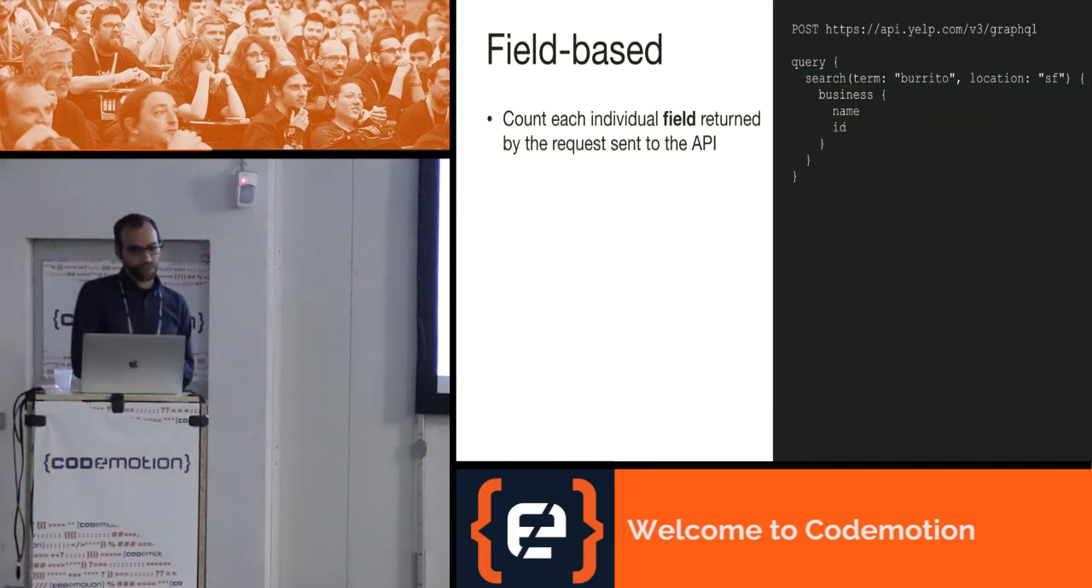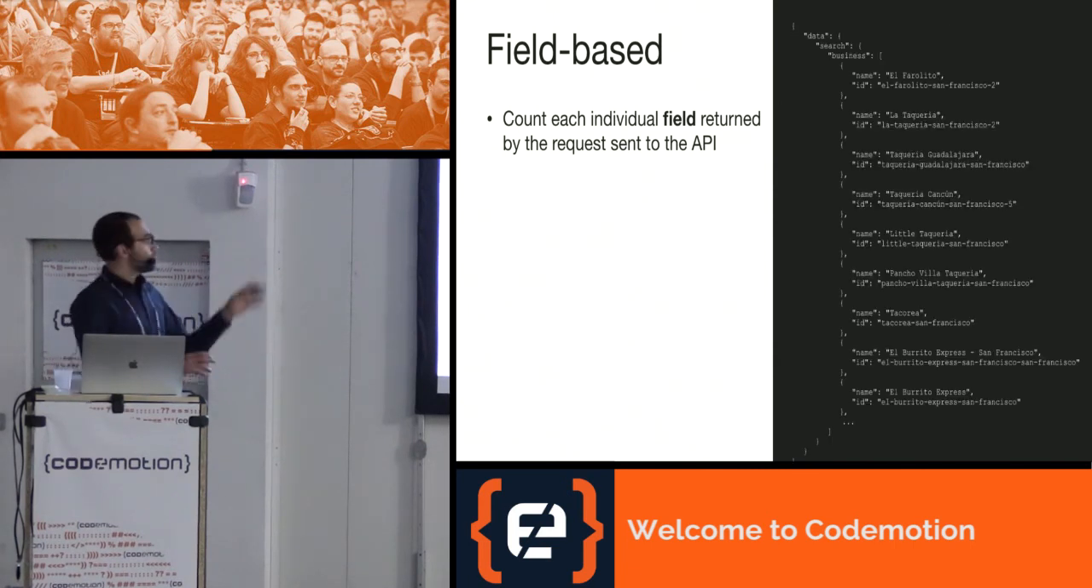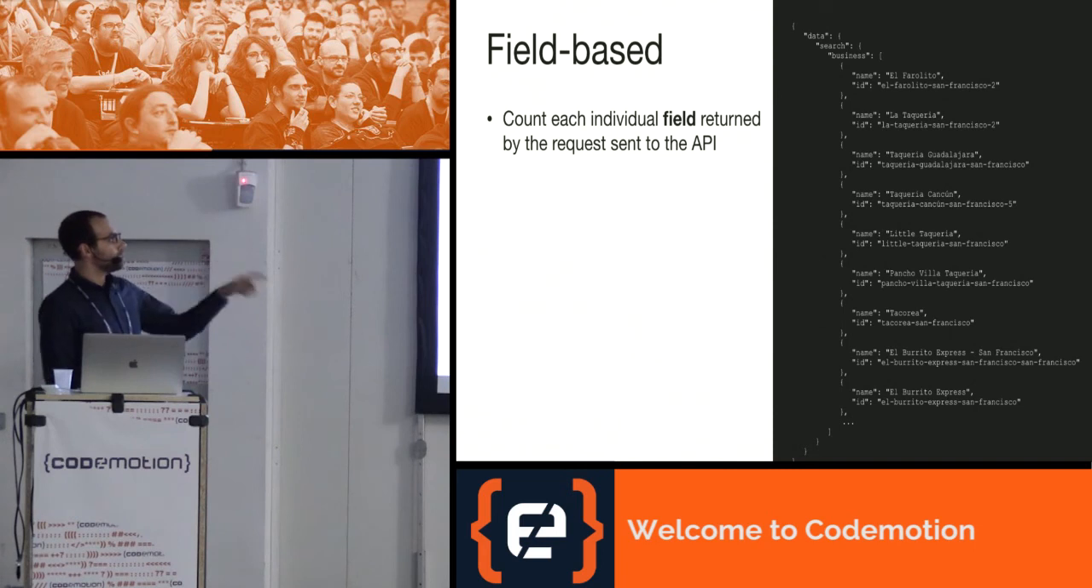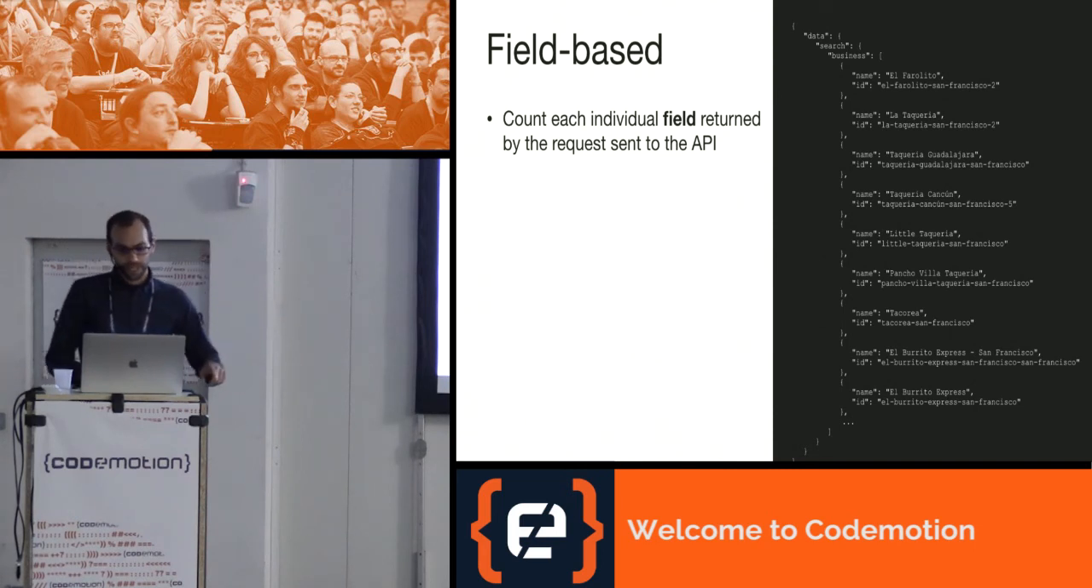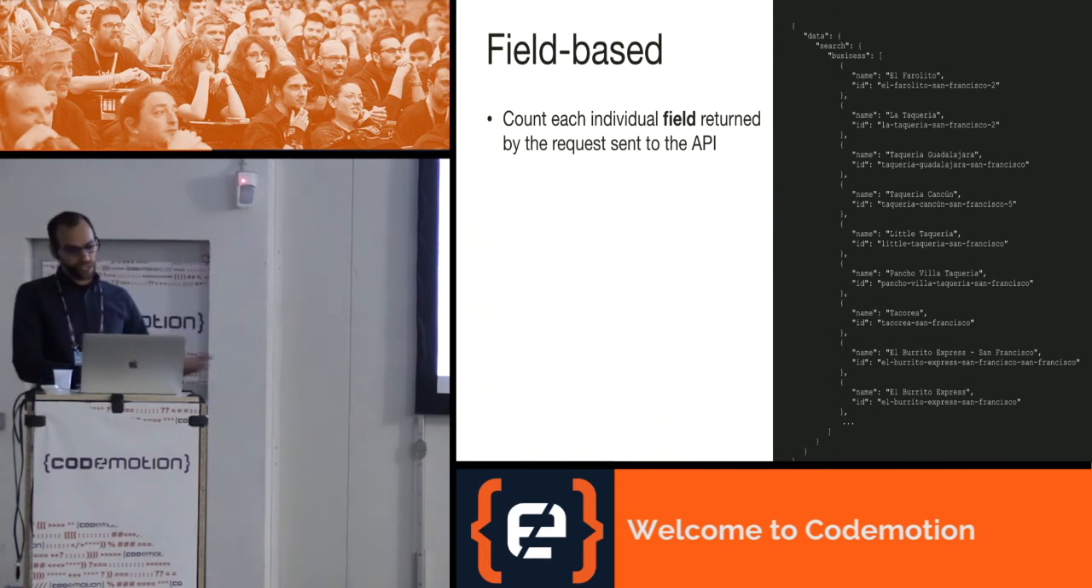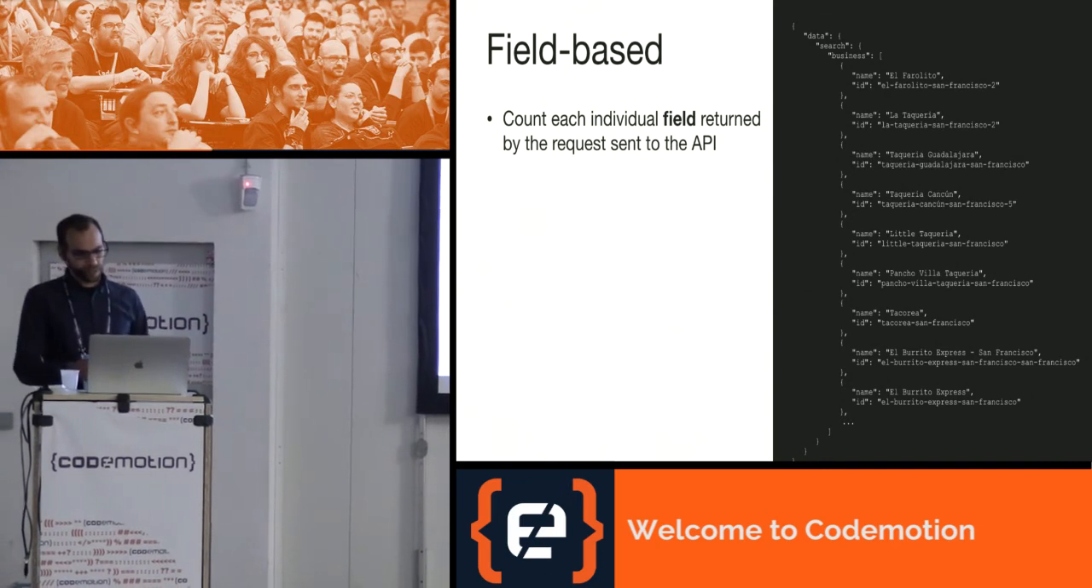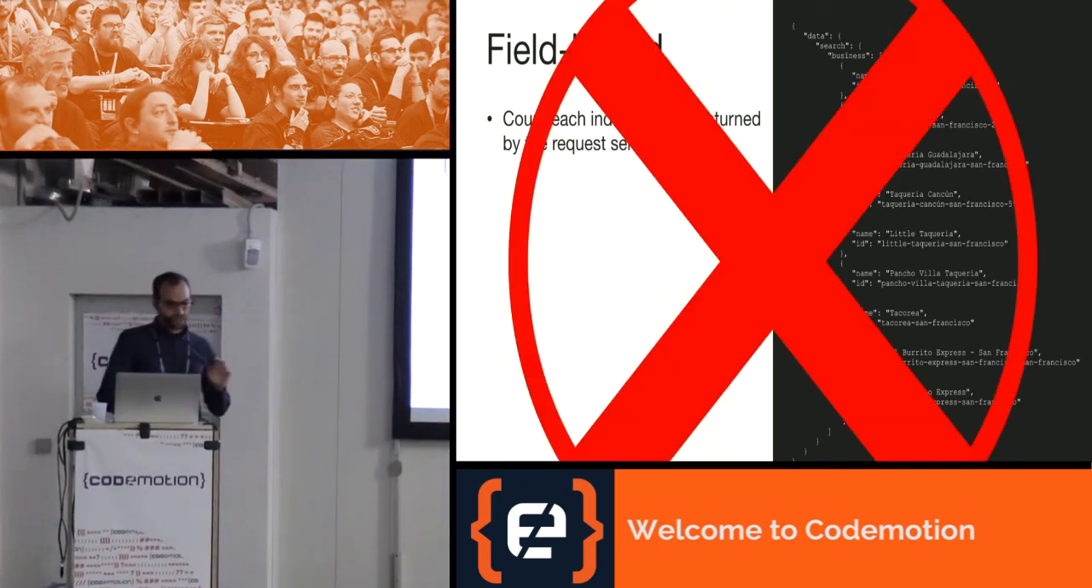The next option we looked at was field-based. So instead of counting the nodes, you count literally every individual field returned by the request sent to the API. So they requested the name and ID off of businesses on search. The response looks something like this. Don't worry, it's a little too small, I know. But the idea is that every single time the name and ID field appears, you would count that against their daily total. This maps very closely to the amount of work you do on the back end. You never do more work than what you charge for the user, but this becomes a little bit harder to measure. We did not go with this.